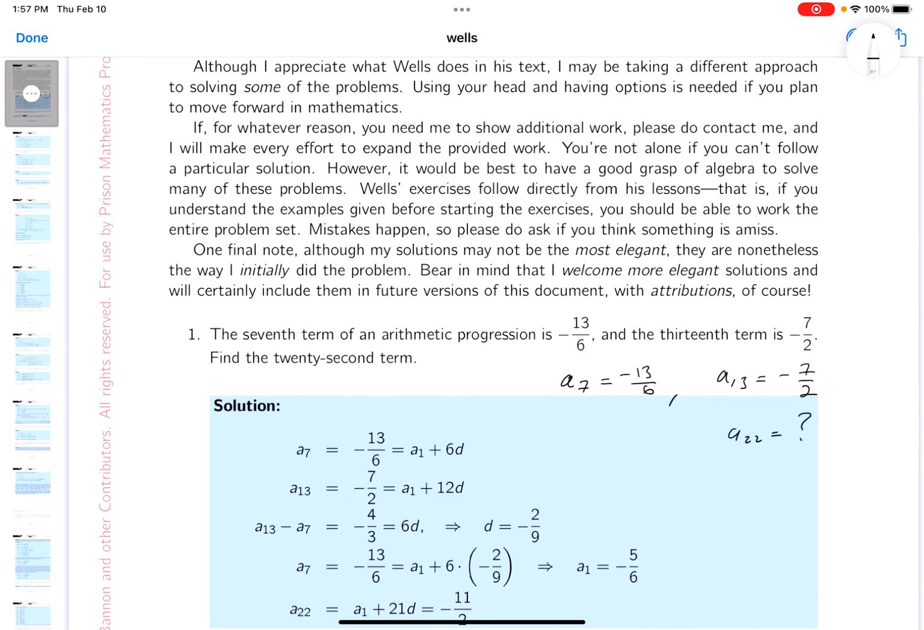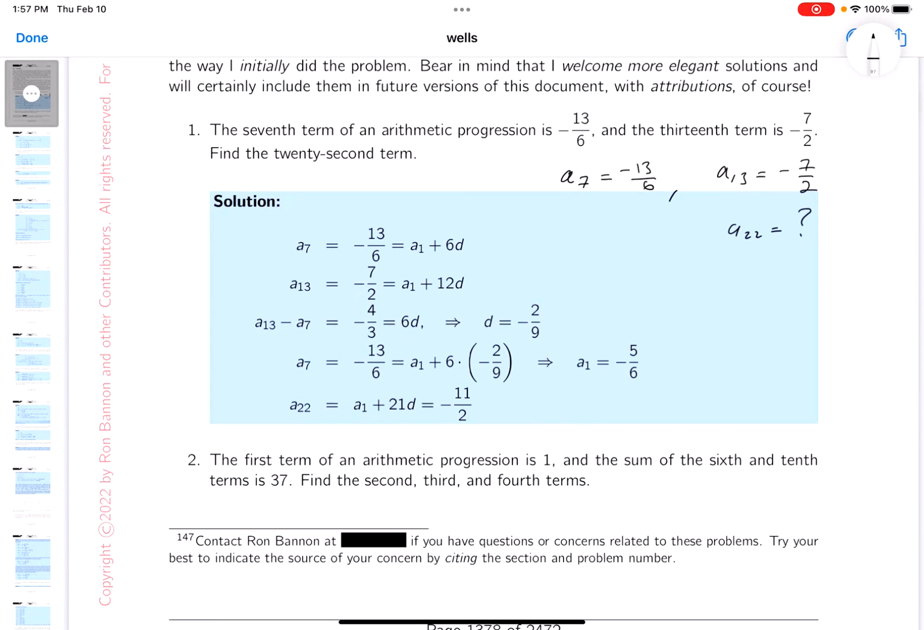All right, so let's write down what we do know. What we do know is that A7 is minus 13 over 6, and that equals A1. I don't know what A1 is. They don't want to know what A1 is either, but I don't know what A1 is. What's the next thing going to be? Well, this is the seventh term, so it's going to be n minus 1, which is 6d. Now, this equation has two unknowns in it.